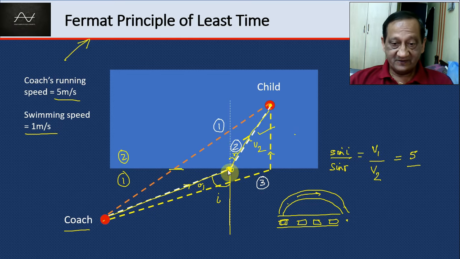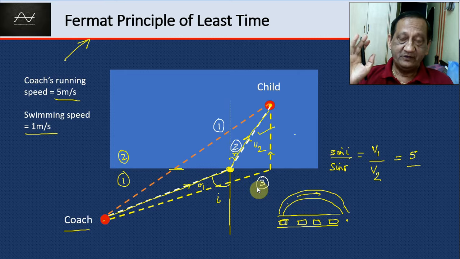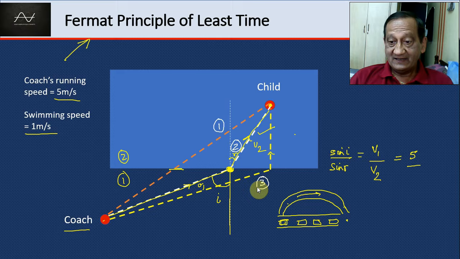Fermat's principle applies whether light is reflecting or whether light is refracting. It always goes from one point to the other so that it takes the least time to do so. And Snell's law, which is sin i by sin r is equal to the absolute refractive index of this medium, is basically consistent with Fermat's principle. Beautiful, isn't it?